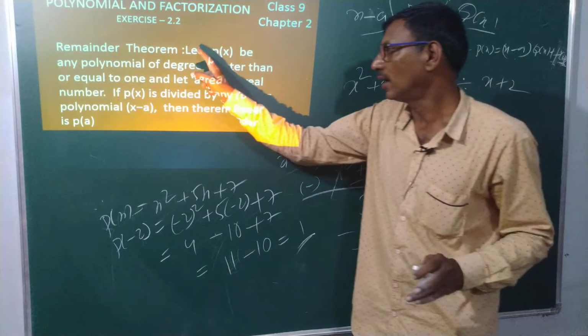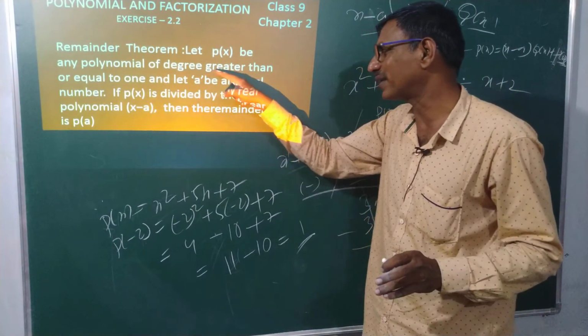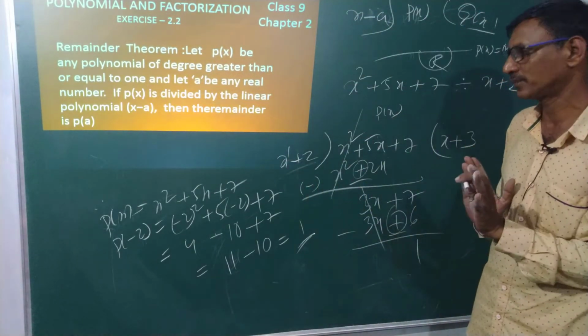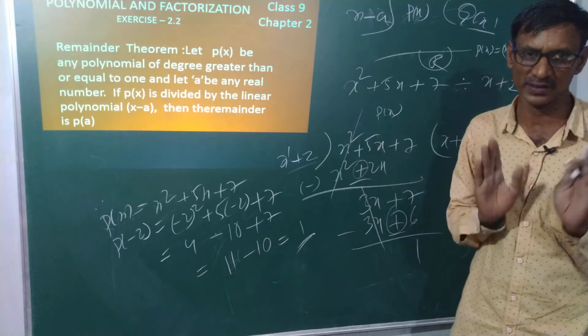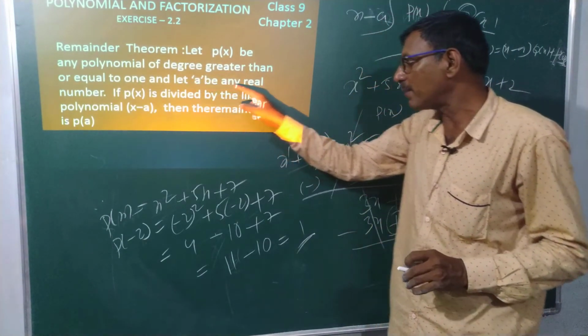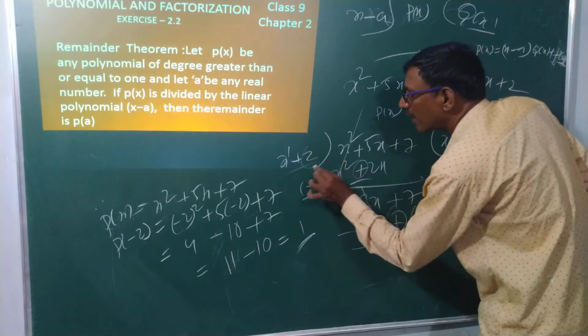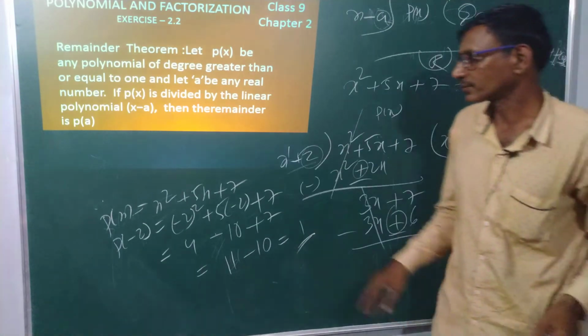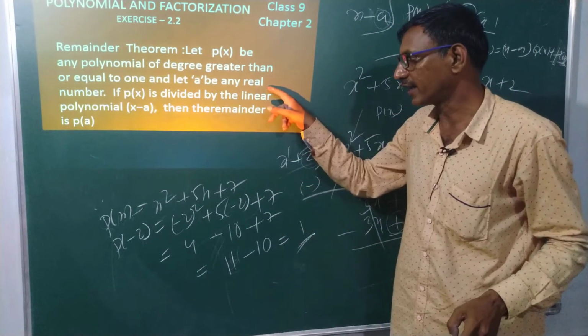See here. Let p of x be a polynomial of degree greater than or equal to 1. Its degree is 1 or more than 1. That is the meaning. And let a be a real number. Here a is a real number. Keep in mind, a is a real number.